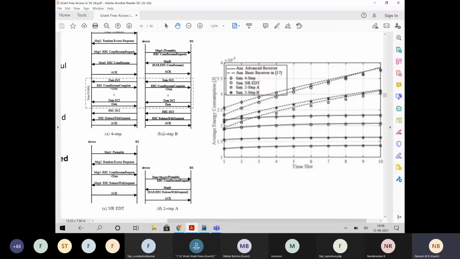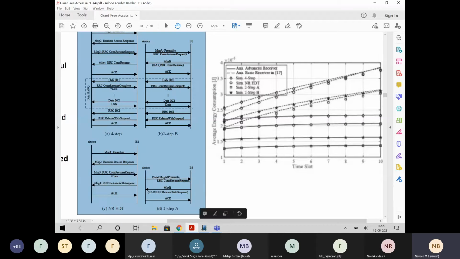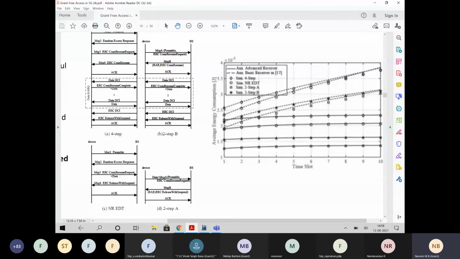Other things like NR supports something called early data transmission. As soon as you get the preamble's response, don't wait for the grant, send the data itself. That was worse than this one, and the original LTE's 4-step was the worst. Don't worry about dotted lines, only look at the solid lines. Dotted lines is an inferior receiver. Solid lines is a better receiver, which will handle more interference. So as expected, LTE's 4-step was most energy consuming, followed by current.